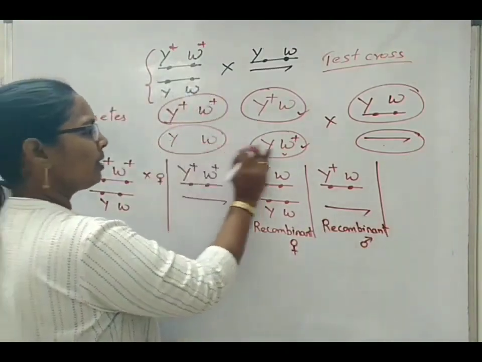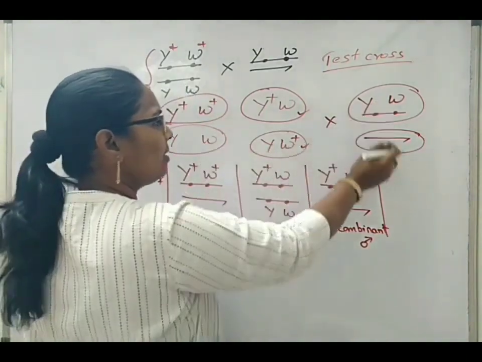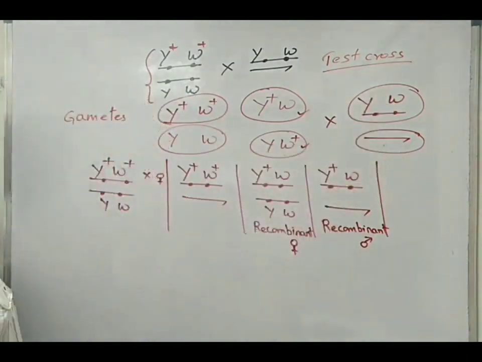Now again we will see the bottom two types of allele combinations in the gametes with the recessive male Drosophila.